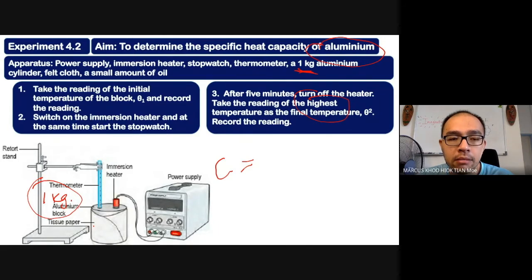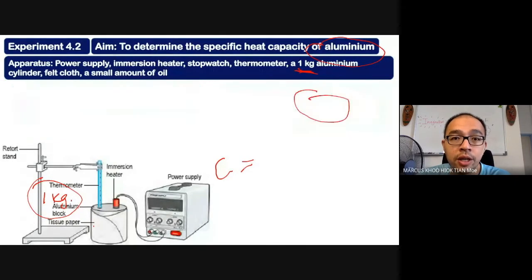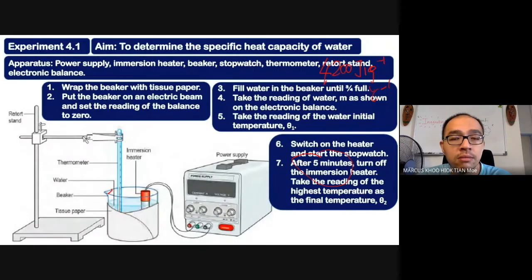And since it's 1 kg, it's much easier. It's a little bit easier than the water one. When people do this experiment, they tend to get a value that is quite close to the original value. If you do the one with the water, usually people will get very far away. They won't even get anywhere near 4,200. Usually it's much less.